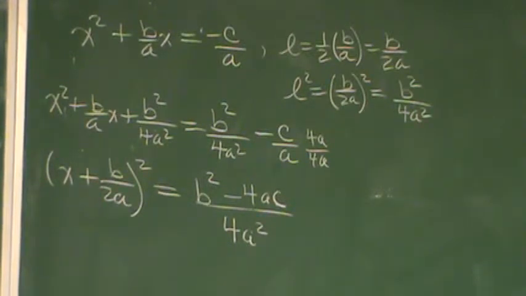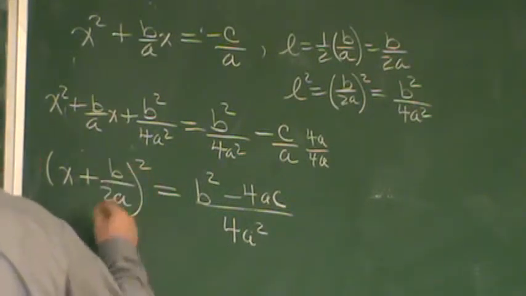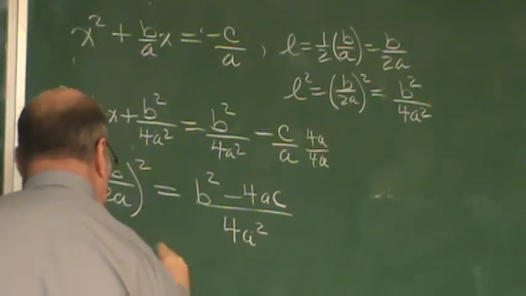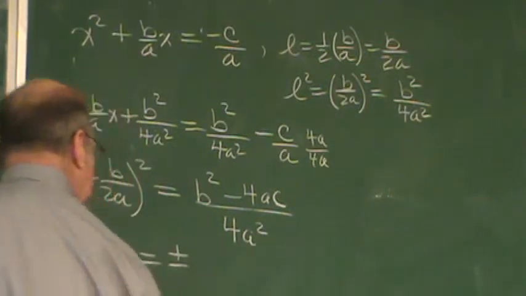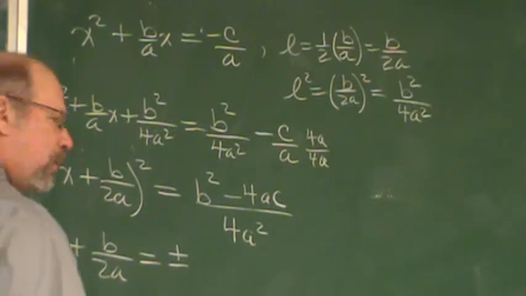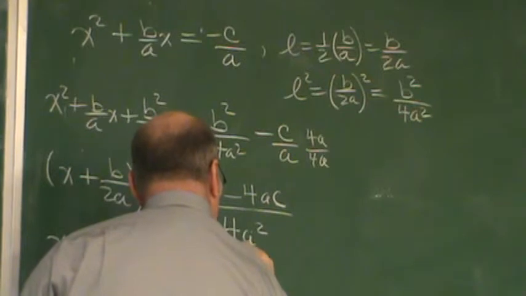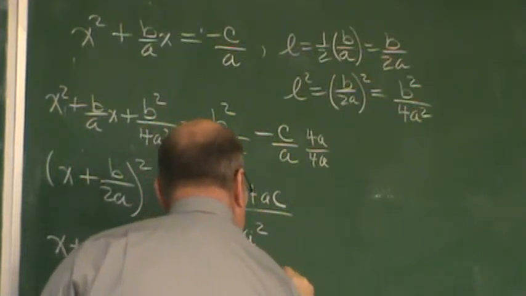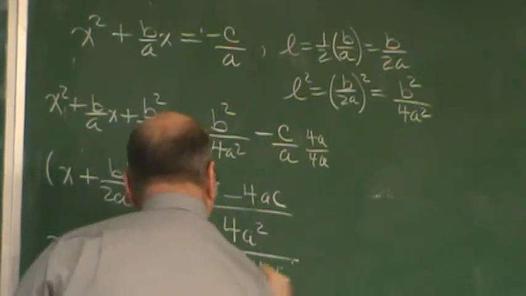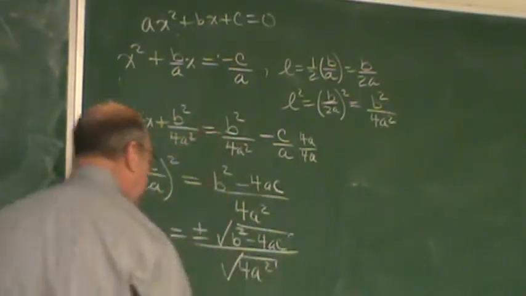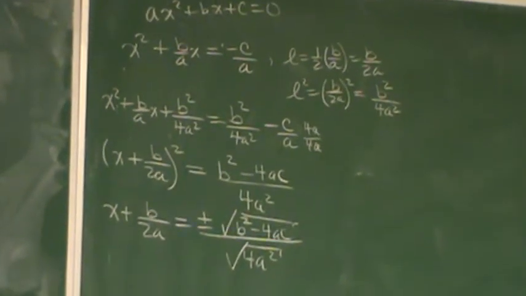Go with me? All right, now, take the square root of both sides. Take the square root of this, the square goes away, you get x plus b over 2a equals plus and minus. Can't forget that plus and minus. The square root of the top is b squared minus 4ac divided by the square root of 4a squared. Okay?